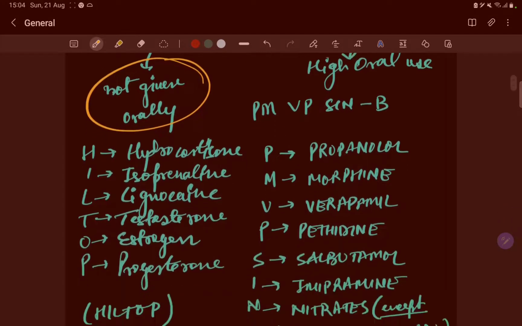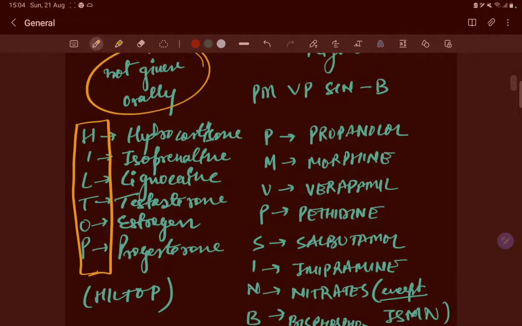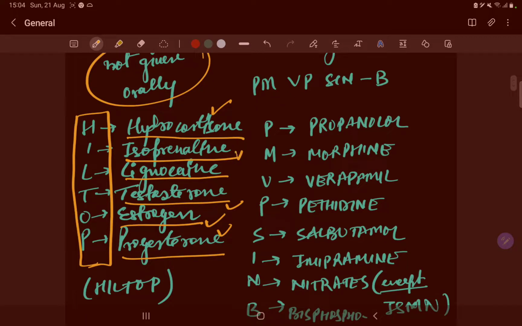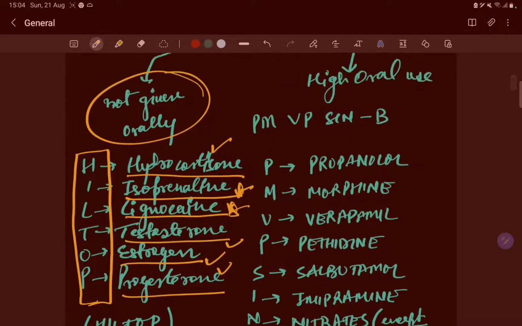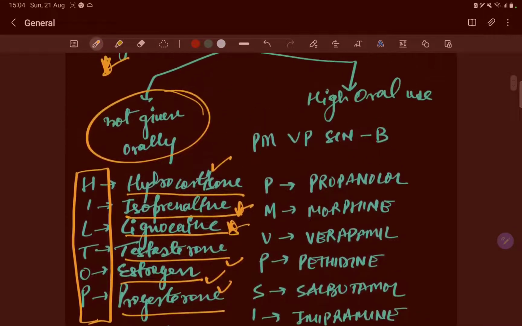So which are the drugs which are not given orally? These are HILLTOP, which are not given orally. Hydrocortisone, isoprenaline, lignocaine, testosterone, estrogen and progesterone. You can see these are hormones, right? These hormones are not given orally because they will be degraded. Hydrocortisone is also a steroid, it is not given orally. Isoprenaline and lignocaine names you have to remember, otherwise all the steroids. HILLTOP. Okay, these have high first pass metabolism in liver, so they are not given orally, they are injectable drugs.